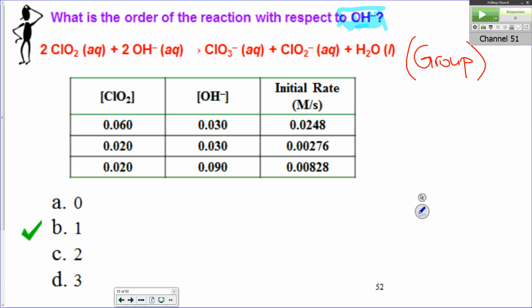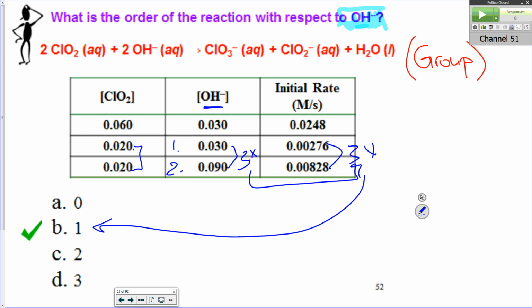We're looking at the two where the hydroxide ion changes in concentration. So we would compare these two, I'd call them 1 and 2. These two stay the same, so this is the one where it's different. Now look at the rate. The concentration goes up by a factor of 3, and the rate goes up by a factor of 3. They go up by the same amount. That tells me that's first order. That should be able to answer it that quick.